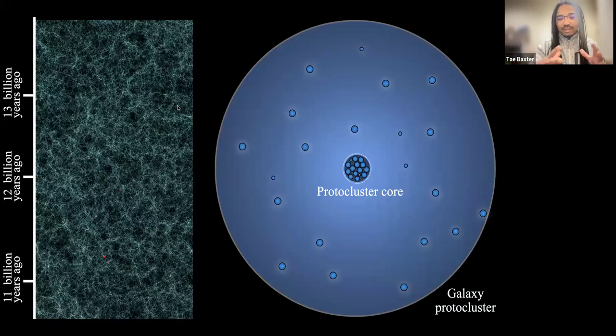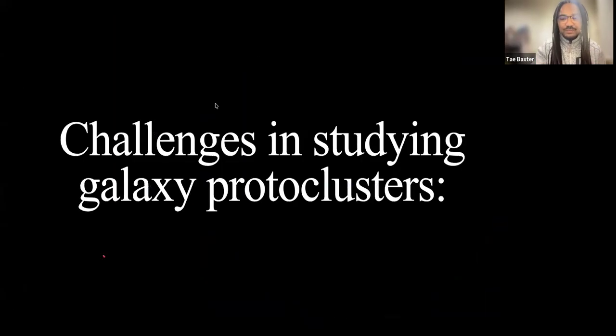These things haven't collapsed yet, but what we think from our models and from our observations is that these protoclusters are characterized by having a dense core of galaxies that are forming stars at a very, very high rate, surrounded by galaxies that will eventually collapse and become members of the cluster by the present day. And this is the stage of galaxy cluster assembly that is poorly understood, that I'm currently studying, and members of collaborations that I'm in are studying, but it's challenging to study this stage for a number of reasons.